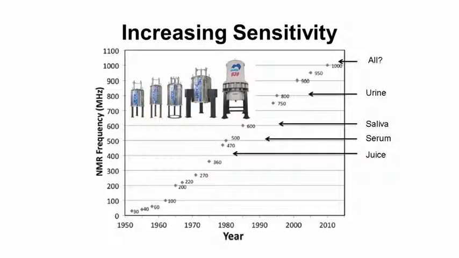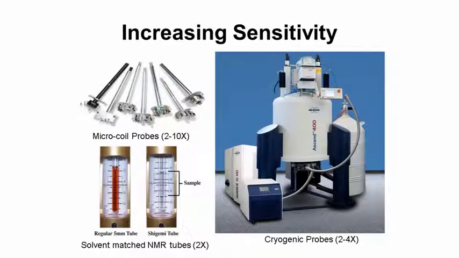So as you climb up this ladder or staircase, you'll see that, in fact, higher fields are better for more complex samples. That spreads the signals out, but it also allows you to detect things down to lower concentrations overall. I'd mentioned the microcoils, the cryogenic probes, solvent-matched NMR tubes like Shigemi. All of those can improve your overall sensitivity because you're either working with smaller volumes or reducing the noise from electronic noise and so on.